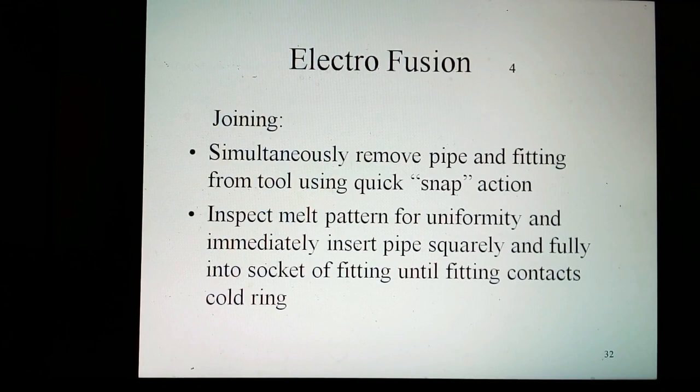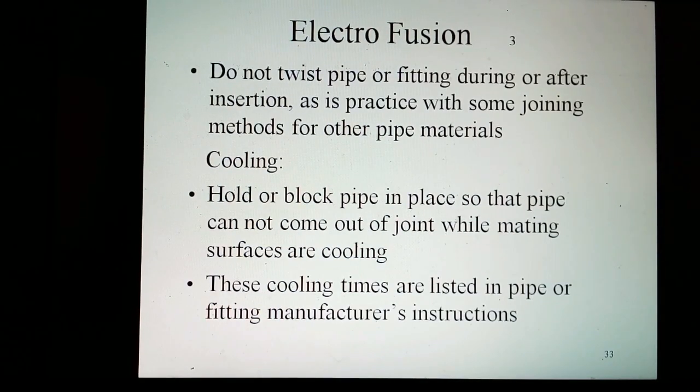For joining the pipe and fitting, they are simultaneously removed from the tool using a quick snap action. The melt pattern is inspected for uniformity and immediately the pipe is squarely inserted fully into the socket of the fitting until the fitting contacts the stop. The pipe or fitting is not twisted during or after insertion, as is practiced with some joining methods for other pipe materials. For cooling the joint, hold the pipe in place so that the pipe cannot come out of the joint while the surfaces are cooling. These cooling times are listed in the pipe or fitting manufacturer's instructions.